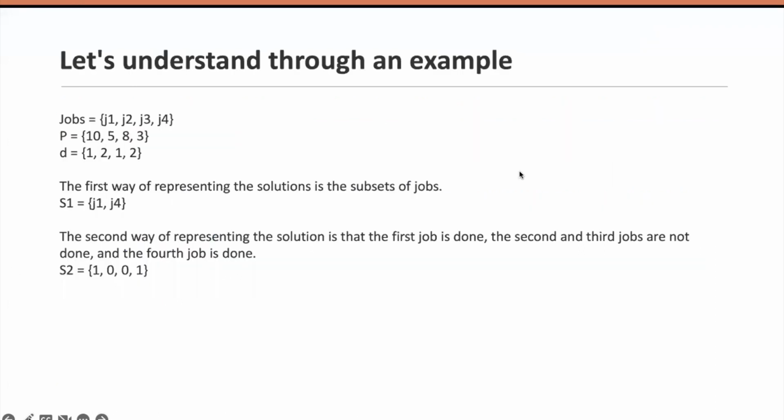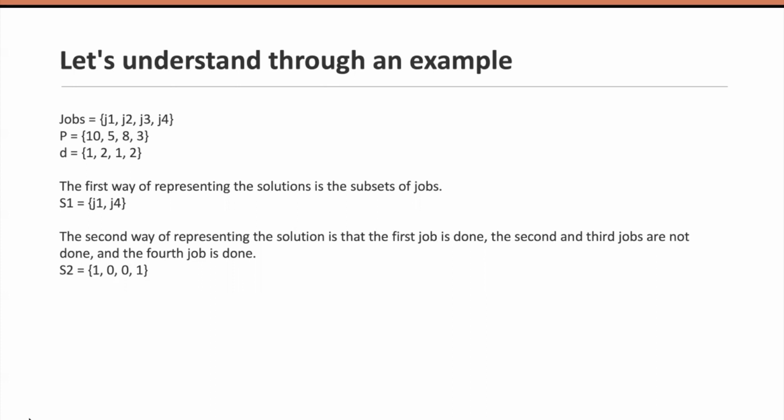So let's understand through an example. For example, a job sequence is given here: job 1, job 2, job 3, and job 4. The first way of representing the job solution, we have to make a state space tree. The first way of representing a subset of jobs could be something like S1 equal to job 1 and job 4. The second way of representing the job sequence will be something like 1 0 0 1, S2 equal to 1 0 0 1.